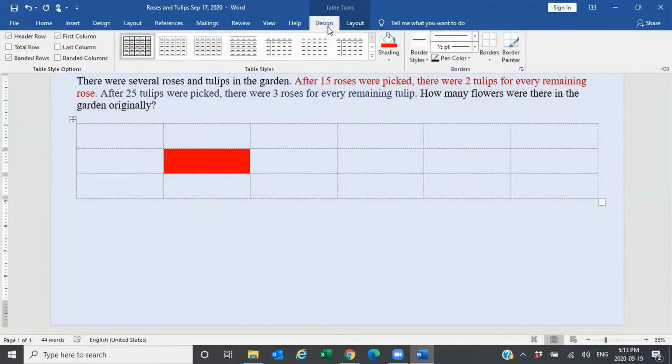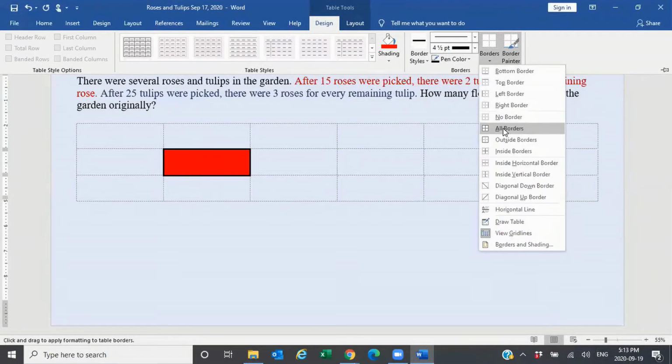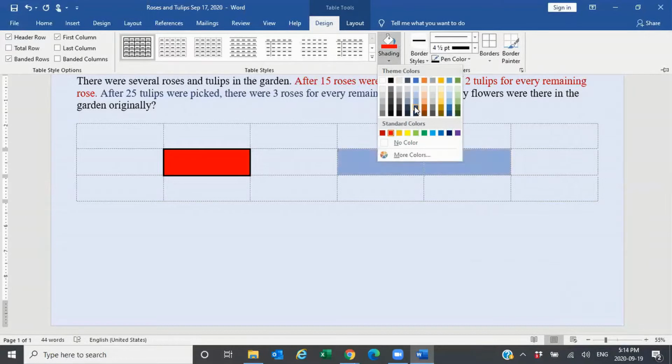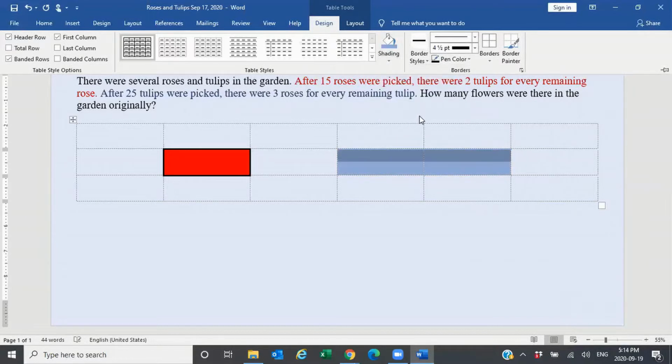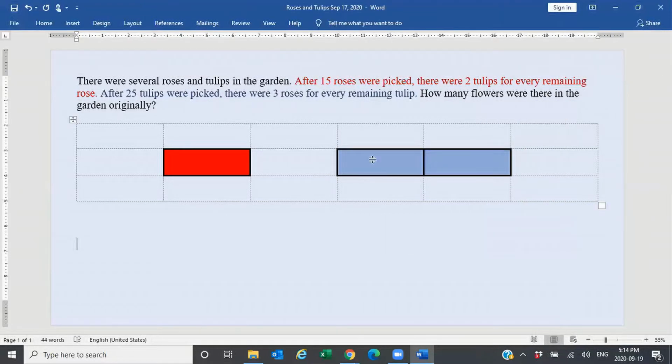Oh, we also need a border for this. Make it like this big. Borders. Oh, there we go. Lovely. And now, tulips. I'll make it a nice light blue color. Now the reason I did that was because it says after 15 roses were picked, there are 2 tulips for every remaining rose.